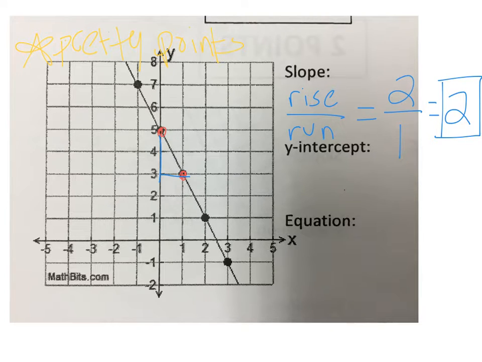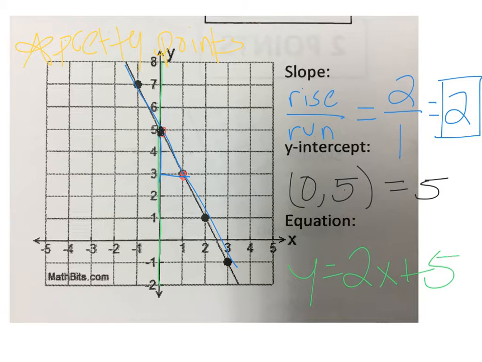If I look at this graph and if I look at the line, I can clearly identify where the line intercepts the y-axis. And once again, that y-axis is this vertical line right here. And where does that line intercept? It intercepts right here on this nice little point, which is 0, positive 5, right? And now that I have my slope, I have my y-intercept, I can create an equation which follows our y equals mx plus b formula, which is y equals 2x plus 5.